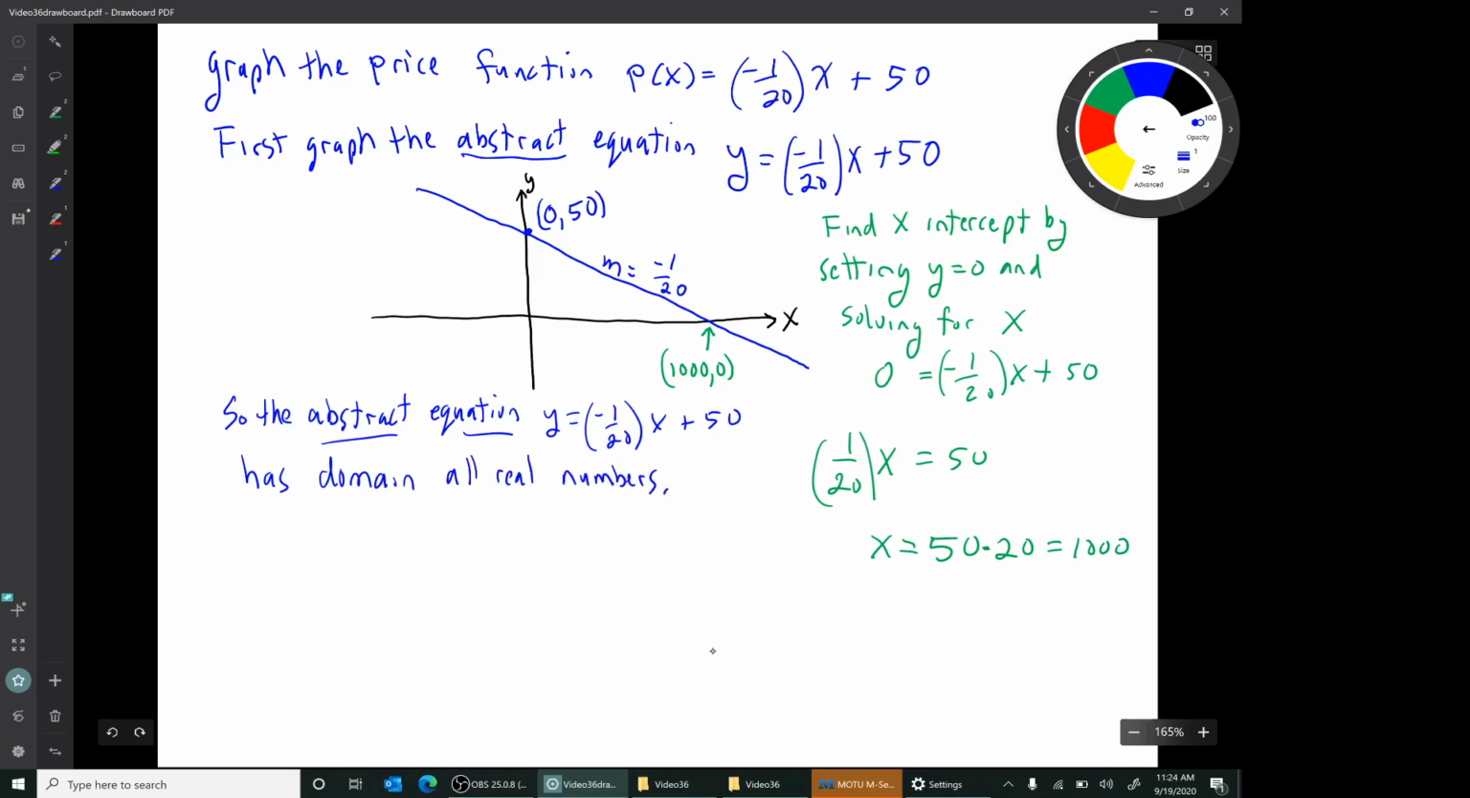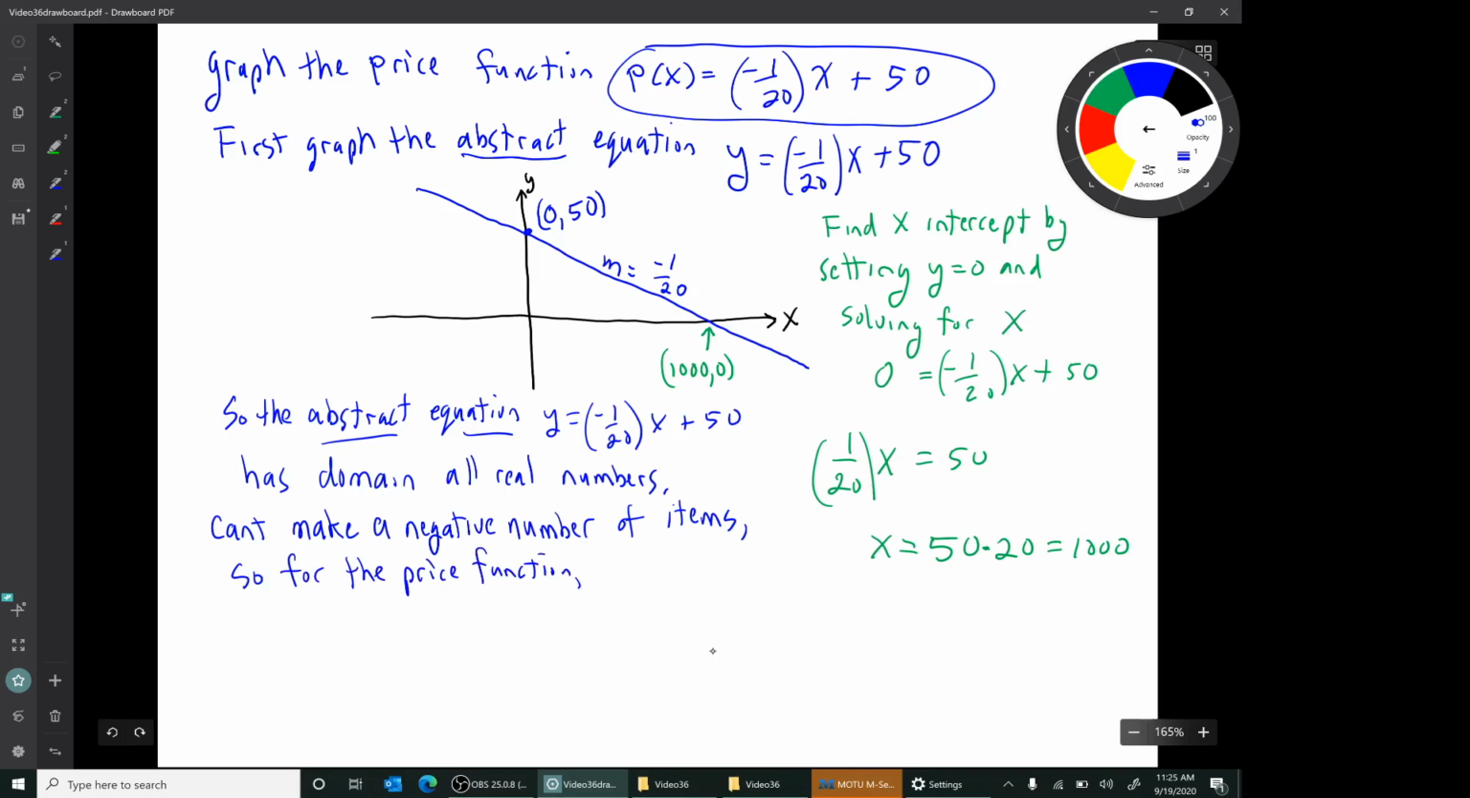But what about the price function? That is an expression, an equation, but we have to think about what the terms mean in that equation. In the price function, x is the number of items made. You cannot make a negative number of items. So for the price function, x cannot be less than 0. Also, you can't sell things for a negative price. You're not going to pay people to come and take away your items. So the selling price cannot be negative.